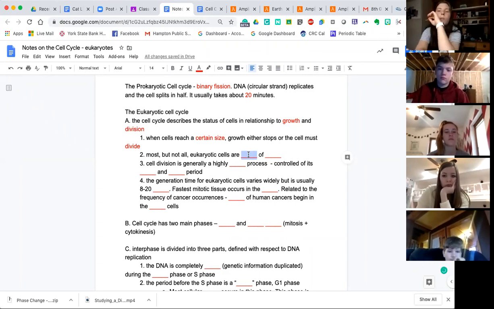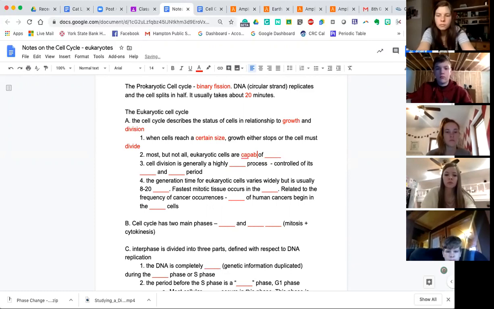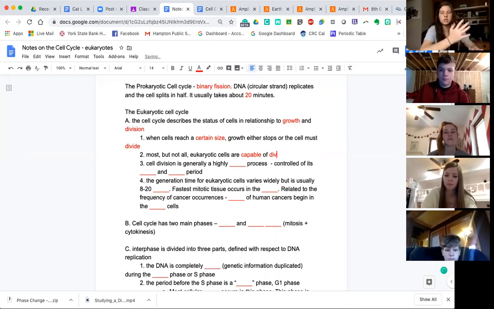Now, we would think all of our cells are capable of dividing, but red blood cells don't even have a nucleus. Red blood cells serve their purpose and then they are filtered out and gotten rid of. But most, but not all, eukaryotic cells are capable of division.